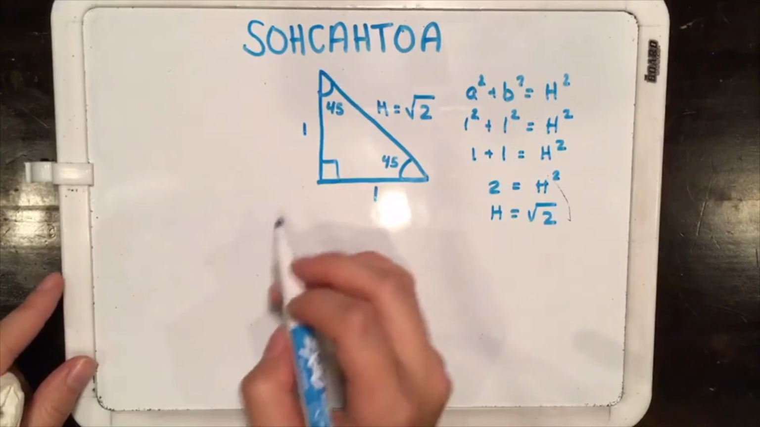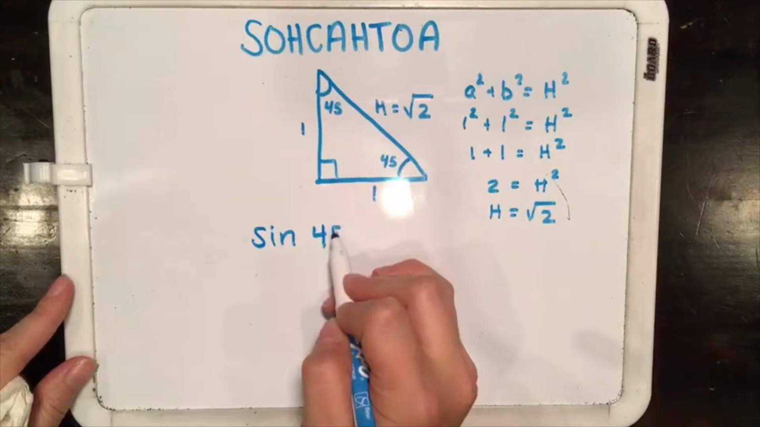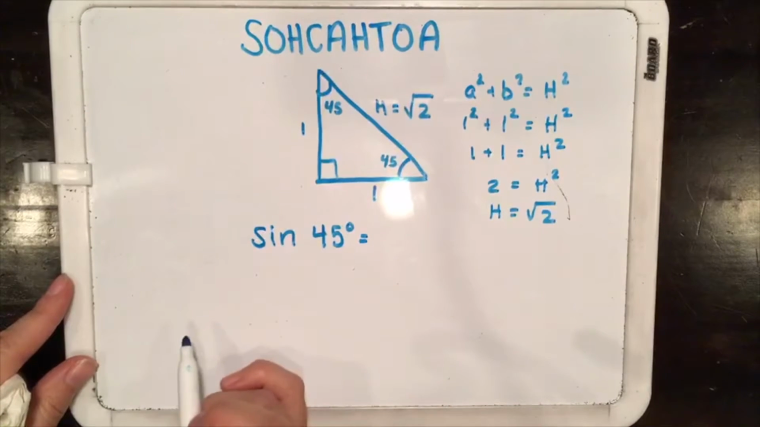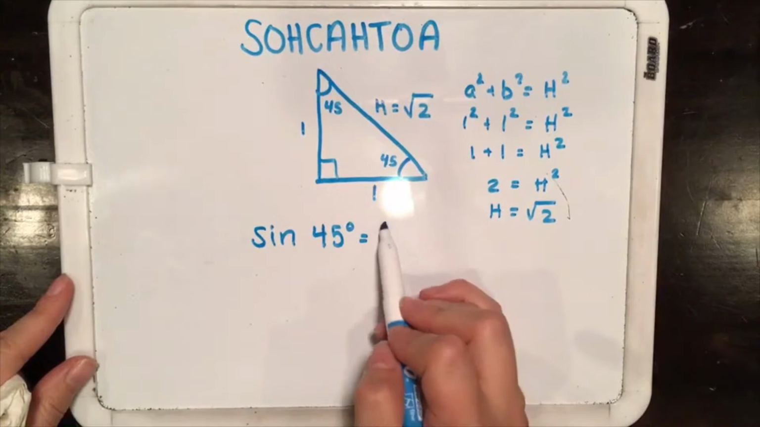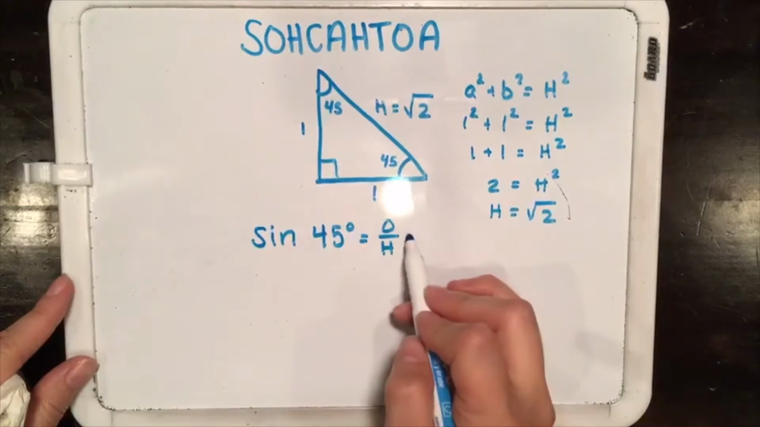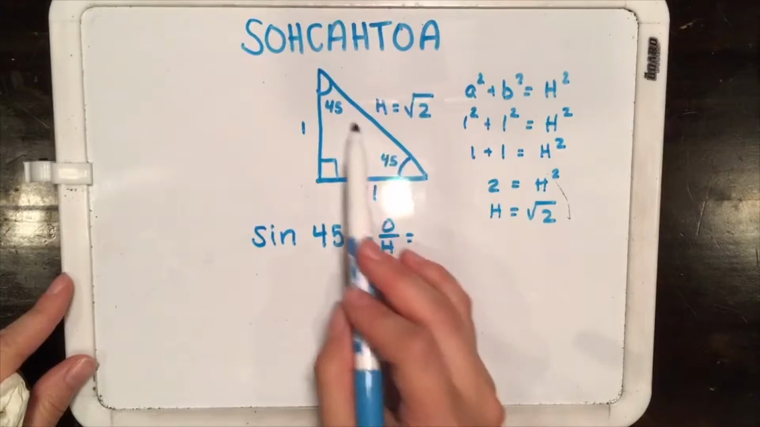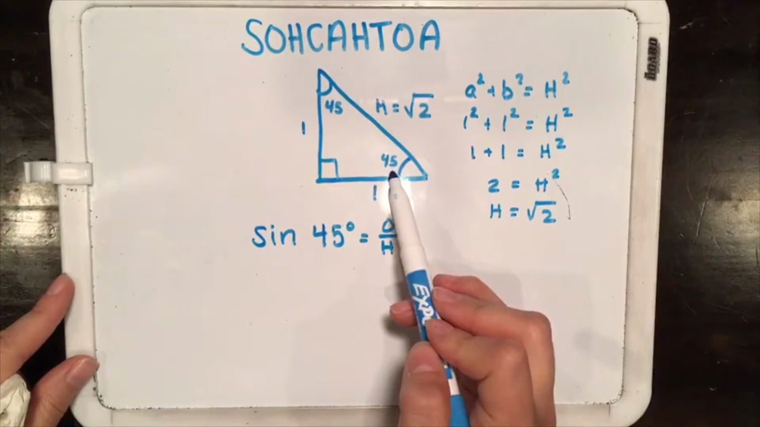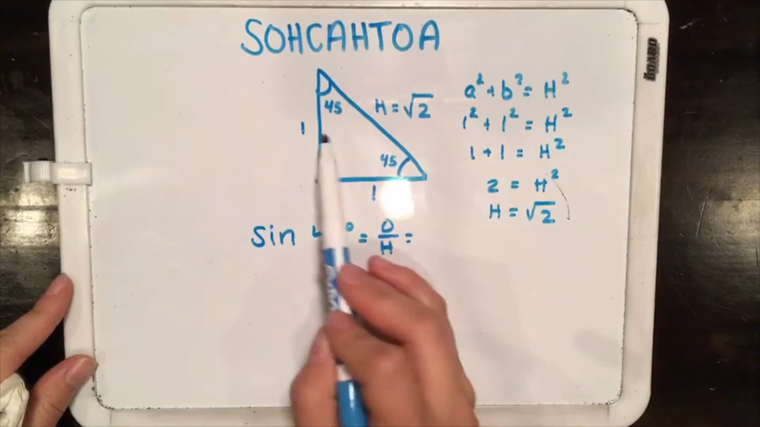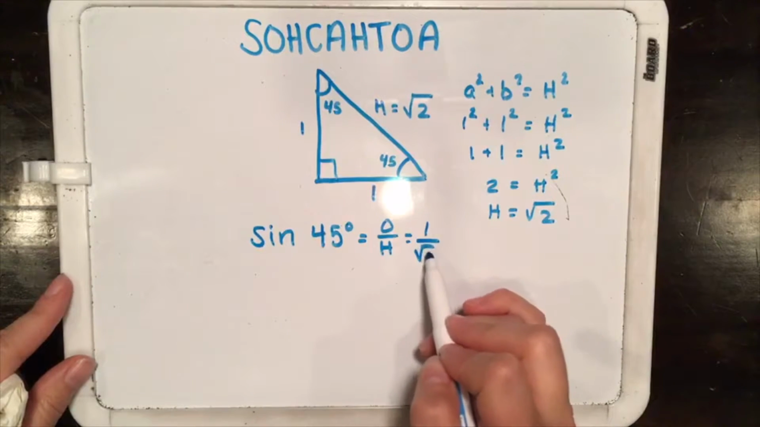45 degrees. So let's do the sine of 45 degrees. And sine is opposite over hypotenuse. So that's going to equal, we can take any of these angles to do these calculations because they're both 45, so I'm going to stick with this one here. Opposite is 1, hypotenuse, square root of 2.